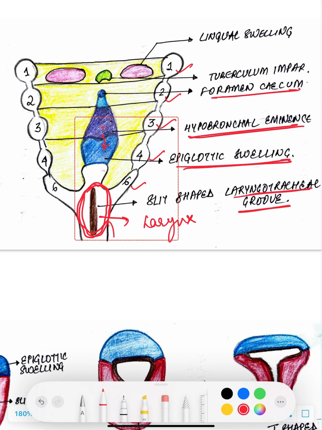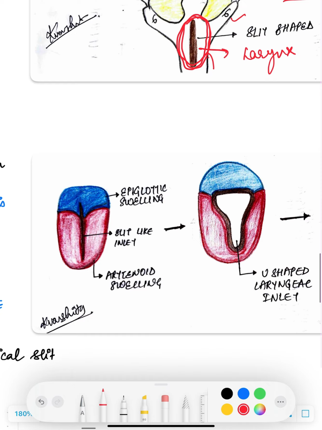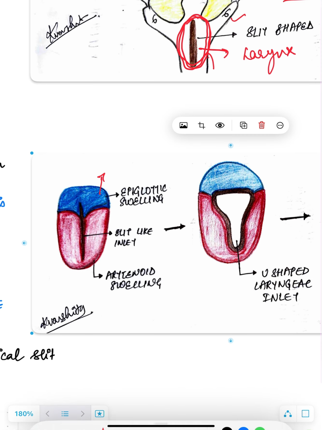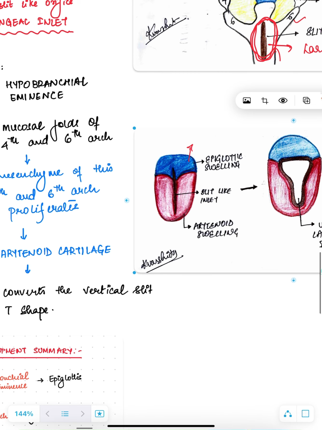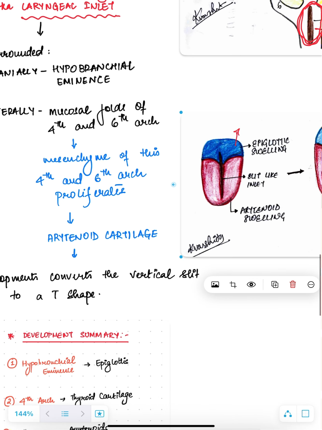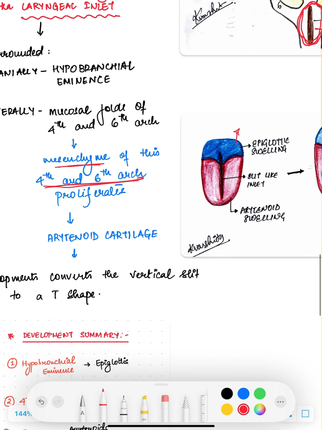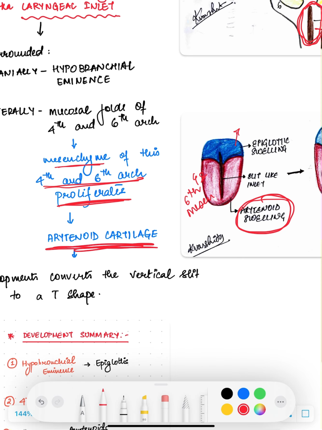Okay, the larynx is developing over here, and as you can see, this is a slit-like development. Above we have the epiglottis, and at the sides, if you see at the side, the mesenchyme of the fourth and the sixth arch proliferates to form the arytenoid cartilage. You can see this arytenoid cartilage, arytenoid swelling. So how does this arytenoid swelling come about? From the fourth and the sixth arch mesenchyme, they proliferate to form this arytenoid swelling.